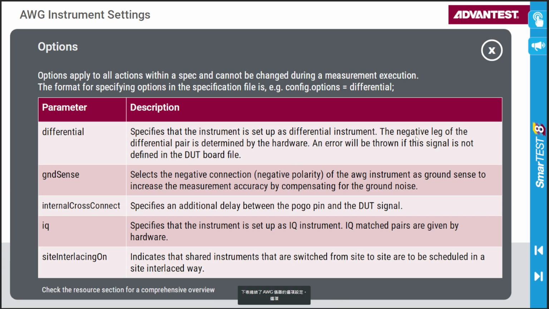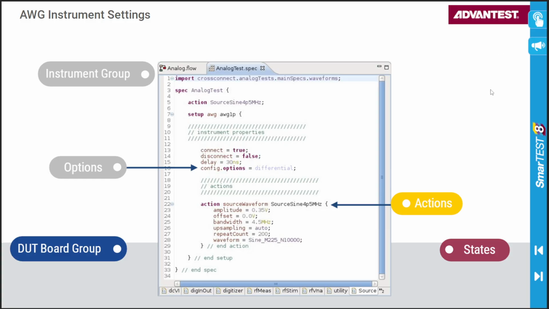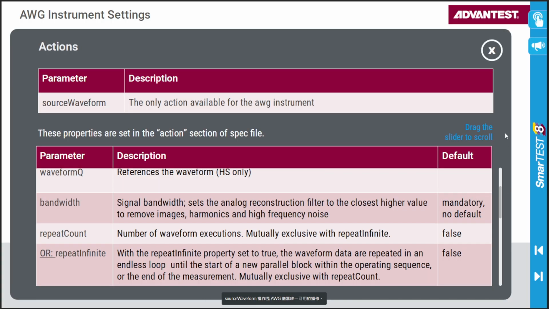This table summarizes the option settings of the AWG instrument. Options apply to all actions within a specification and cannot be changed during a measurement or operating sequence execution. The source waveform action is the only available action for the AWG instrument. The table below lists the action properties. They are set in the action section of the specification file. Scroll the table down to see all available action properties, descriptions, and default values.